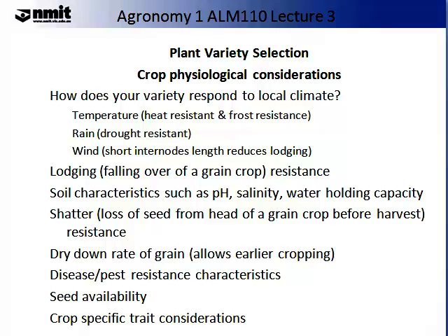Another characteristic is the dry down rate of grain. This allows earlier cropping. We have mentioned disease and pest resistant characteristics, and in future lectures we will be examining this in more detail. You need to also consider seed availability. Can you actually source your crop, and source it easily and at a good price? And finally, there are some crop specific trait considerations.